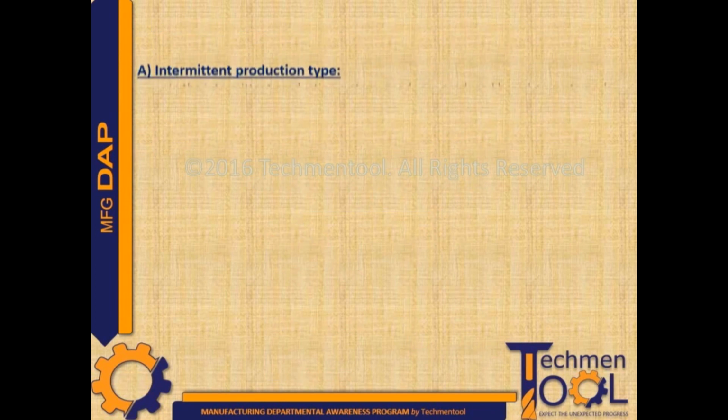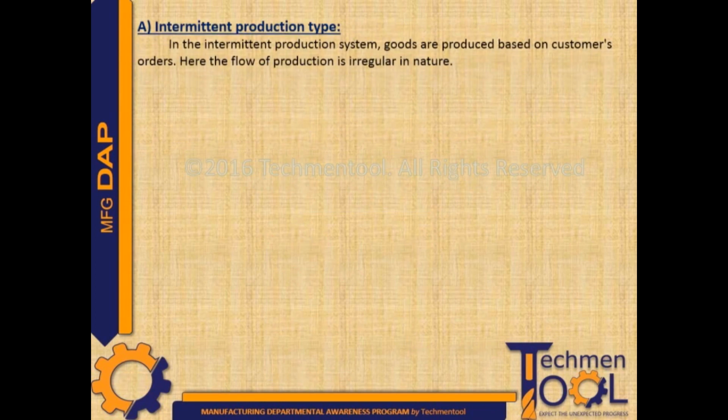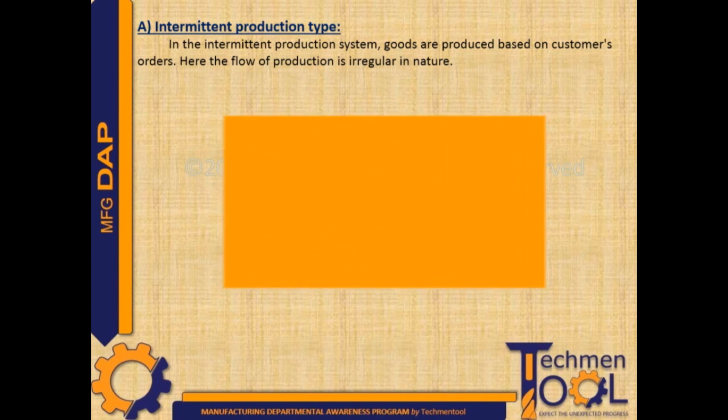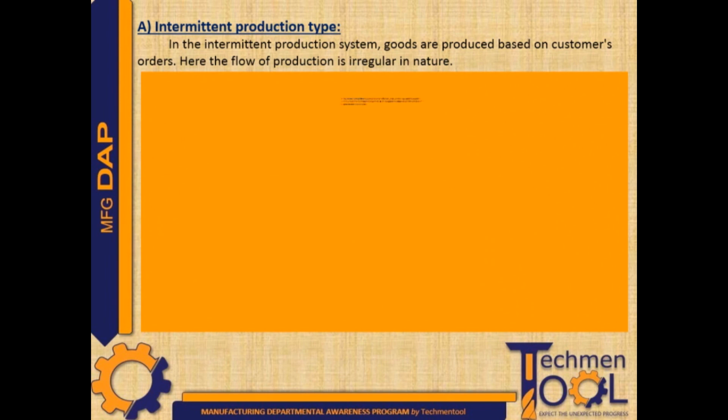Let us learn about the intermittent type of production. In the intermittent production type, goods are produced based on customers' orders. Here the flow of production is irregular in nature. There are three categories: project type, jobbing type and batch type.